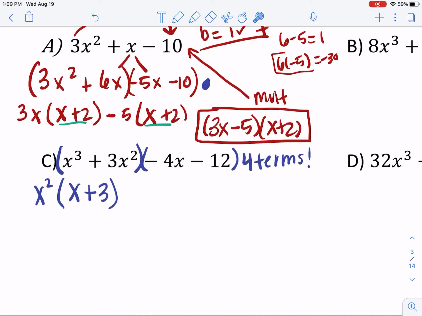When I come to the second one, once again, I have this negative here, so I immediately know I'm going to pull out that negative. I see they're also both divisible by 4, so I'm going to pull that out as well. Negative 4x divided by x, well, the only thing that's left is the x. Negative 12 divided by negative 4 is 3.